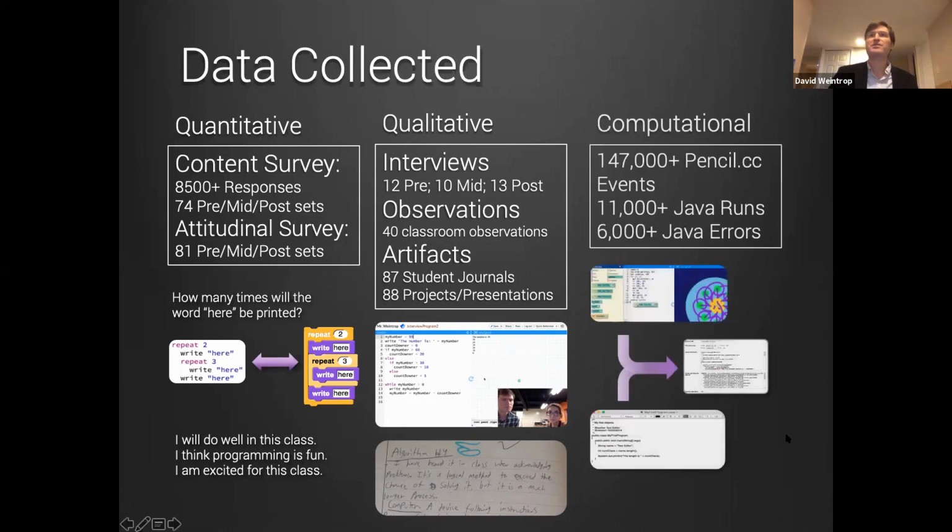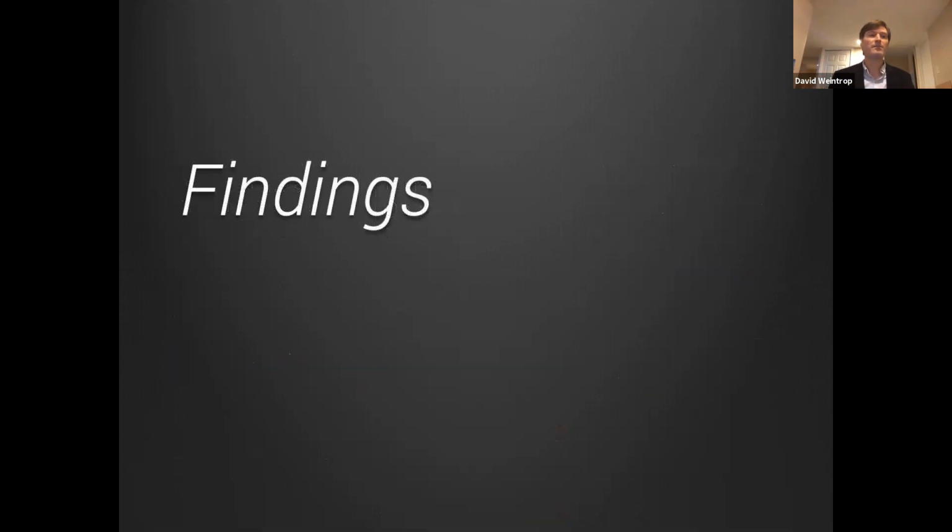And then the last piece is that because we're recording programs that students are writing, we have 147,000 pencil.cc events. So that would be something like adding a block or running a program. And we have all those programs, 11,000 Java programs and 6,000 Java errors. So this is the full set of data that we have collected over this 15-week study.